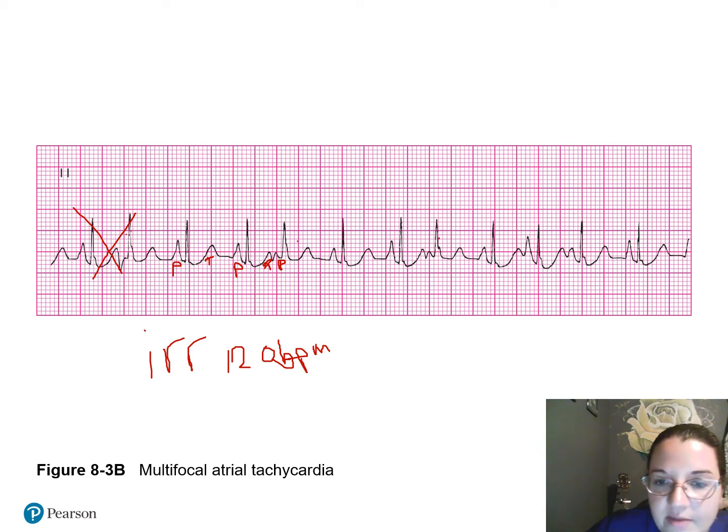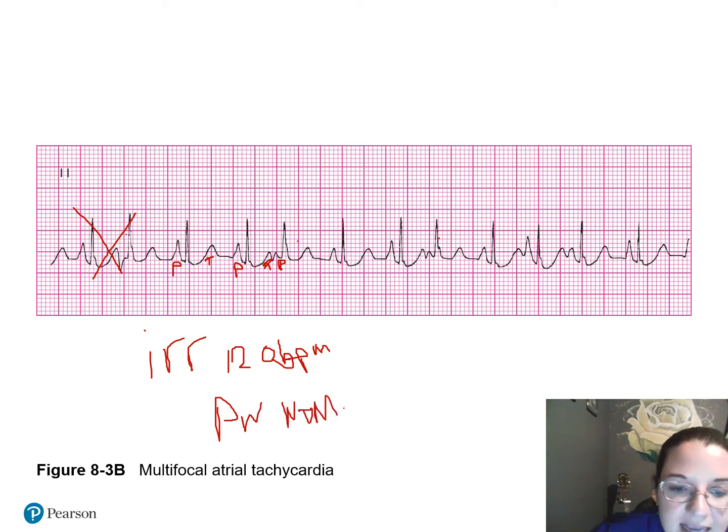Next question about my P waves. Are they married? Are they upright? Are they matching? They're all married, and they're all upright, but are they matching? No. So my P waves do not match, which means I have multiple foci. I'm not coming from one place.